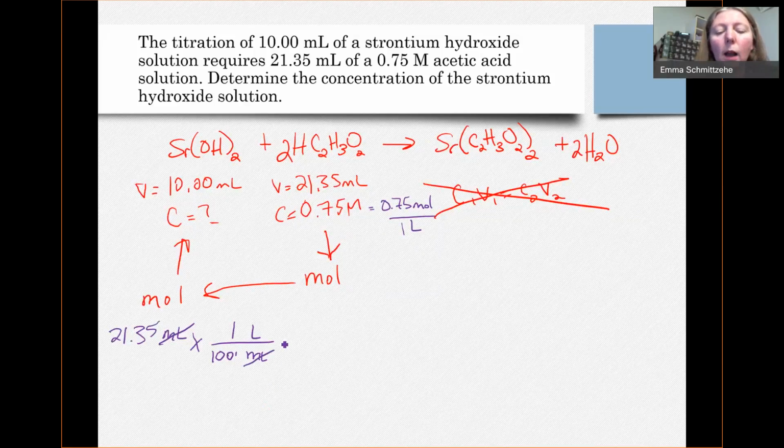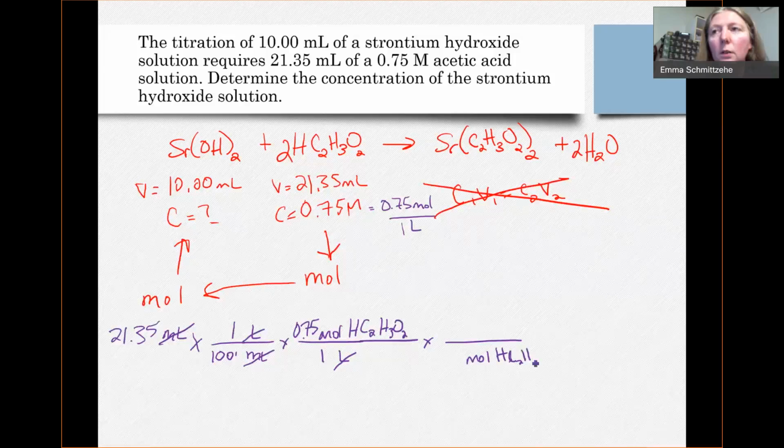So I can convert liters of that solution to moles of acetic acid by using that molarity. So it's 0.75 moles per 1 liter. And then I can convert my moles of acetic acid to moles of strontium hydroxide.